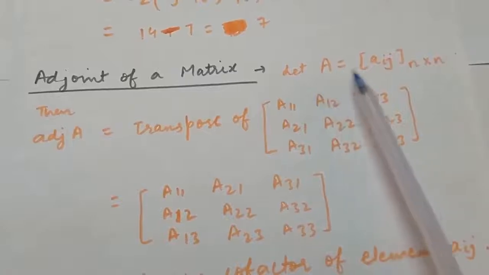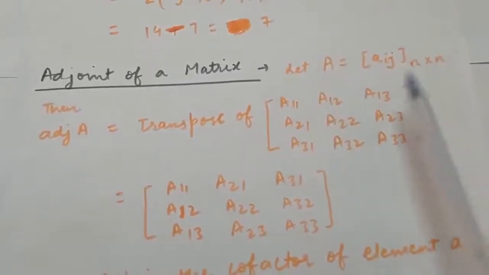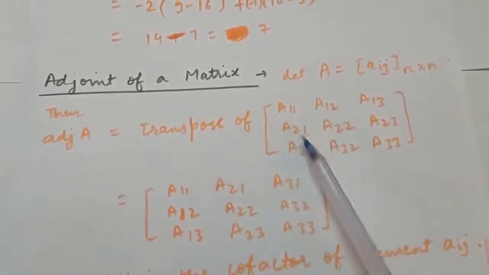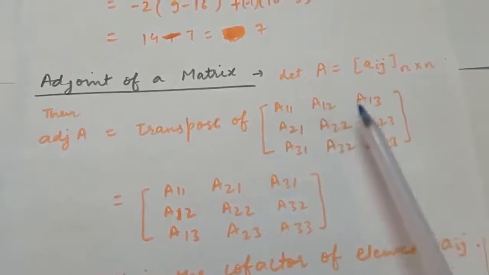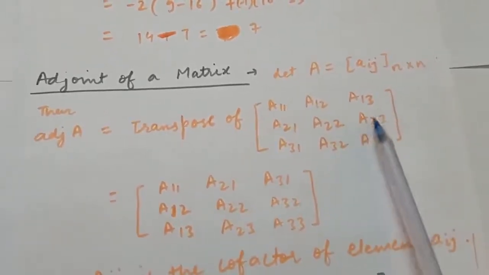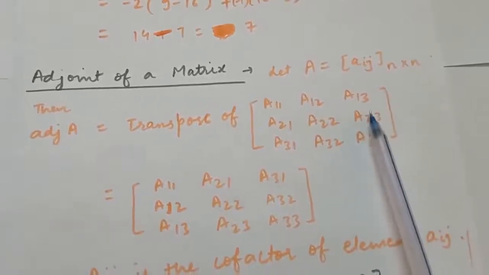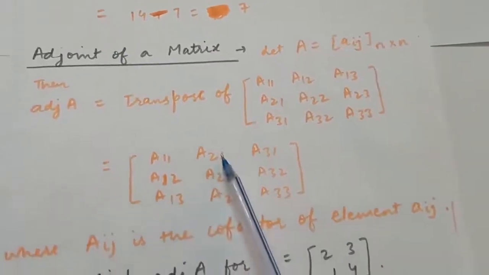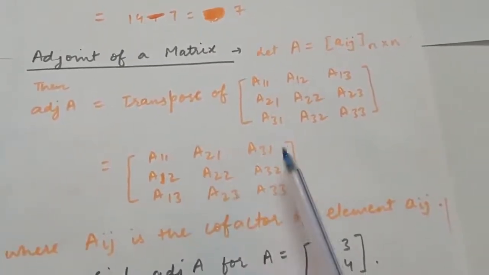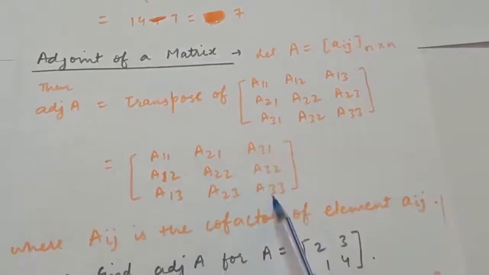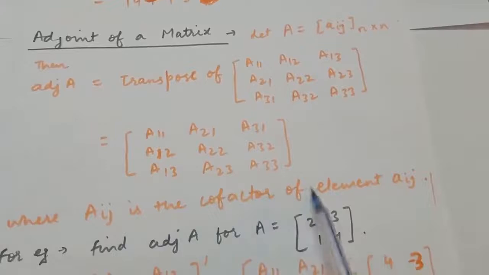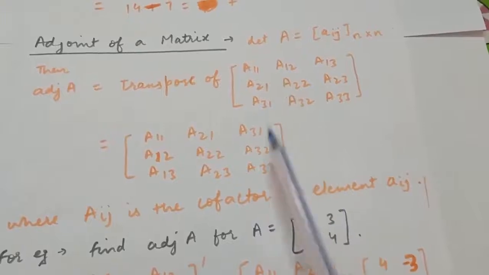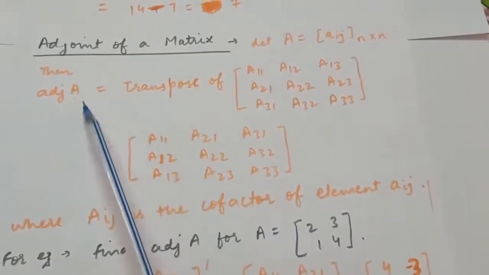Now comes the next topic, adjoint of a matrix. So suppose let A be a square matrix of order n, then adjoint of A is the transpose of this matrix. Now here these are the cofactors of the corresponding element, and when you take the transpose of this matrix, that is A11, A12, A13, A21, A22, A23, A31, A32, A33, where Aij is the cofactor of the element aij, then the transpose of this matrix is known as the adjoint of matrix A, right?